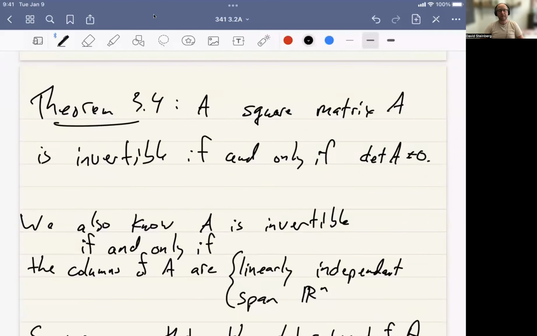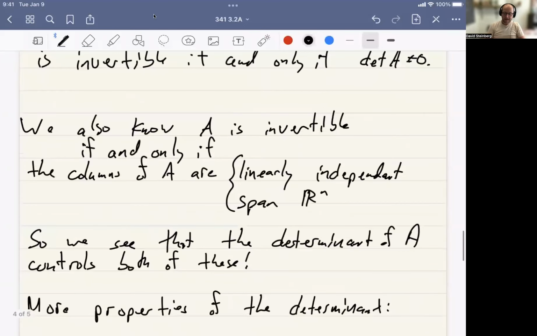which says a square matrix A is invertible if and only if its determinant is non-zero. So now we can go back to our inverse matrix theorem and add a whole other statement to that theorem. In particular, we know that A is invertible if and only if its columns are linearly independent, and we also know A is invertible if and only if its columns span Rn.